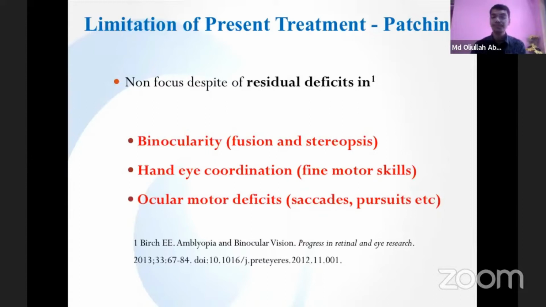growth of the child. As Dr. Rizwana spoke about, there are many such factors like saccades, pursuits, or the other components of binocular vision that are important for the child's overall development.